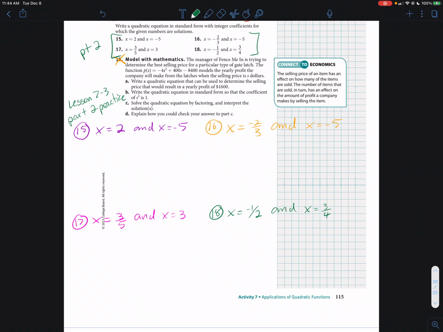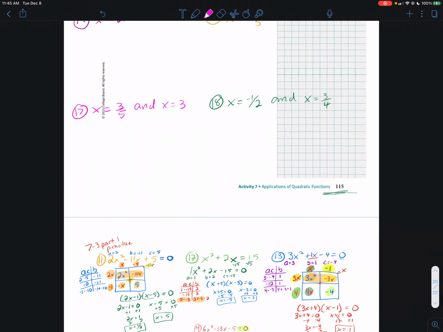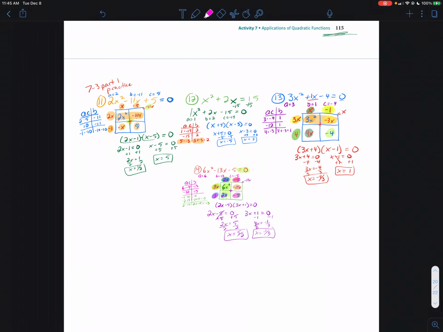Hello, this is the practice explained from lesson 7-3 part 2. This is on page 115. In this lesson, we wrote the quadratic equation in standard form, given the solutions. So we're basically working everything that we did in the previous lesson, starting from the bottom and working backwards, back up to the standard form.